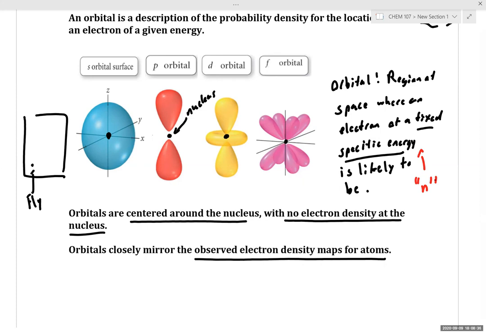Is everyone comfortable with this model? Is everyone comfortable with this first idea? Any questions on this first idea?